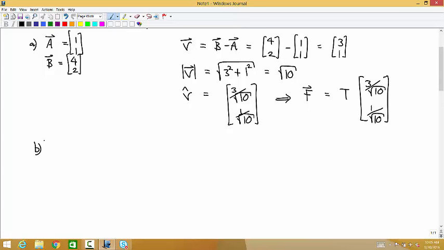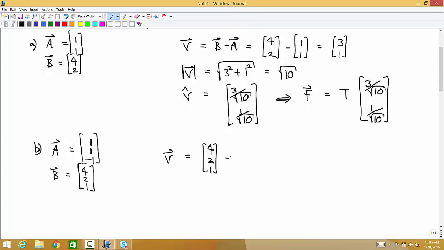so let's say, can you give me those 3D points? Okay, point A is 1, 1, -1. Okay, so we'll do it the same way. We want a unit vector going to B from A. So V is 4, 2, 1 minus 1, 1, negative 1. So 3, 1, 2.